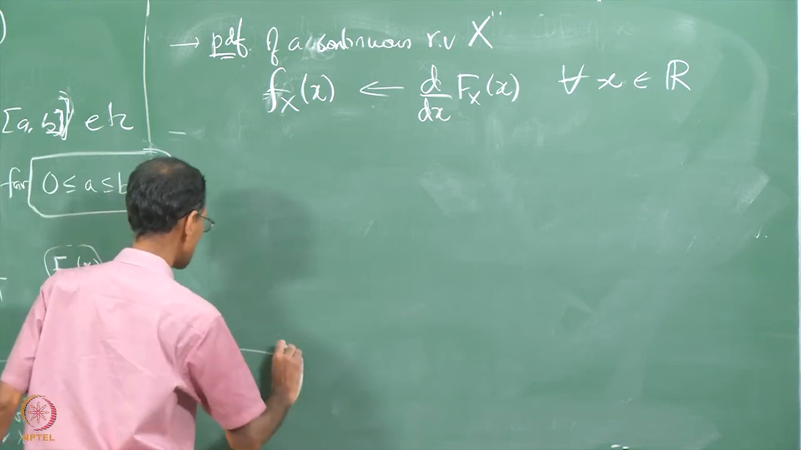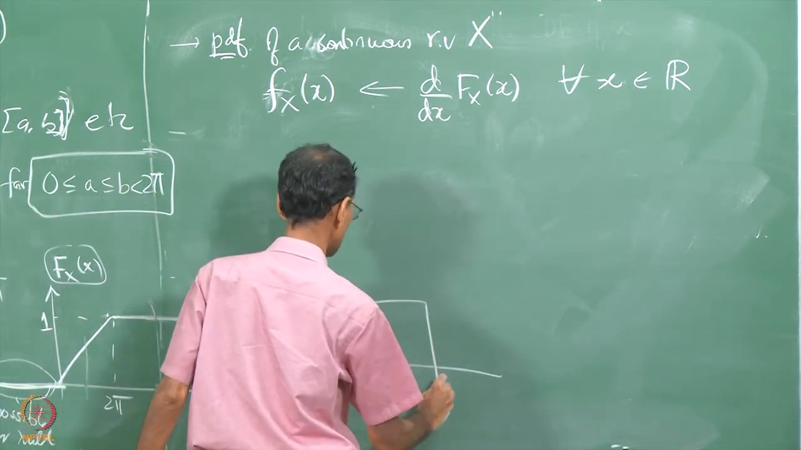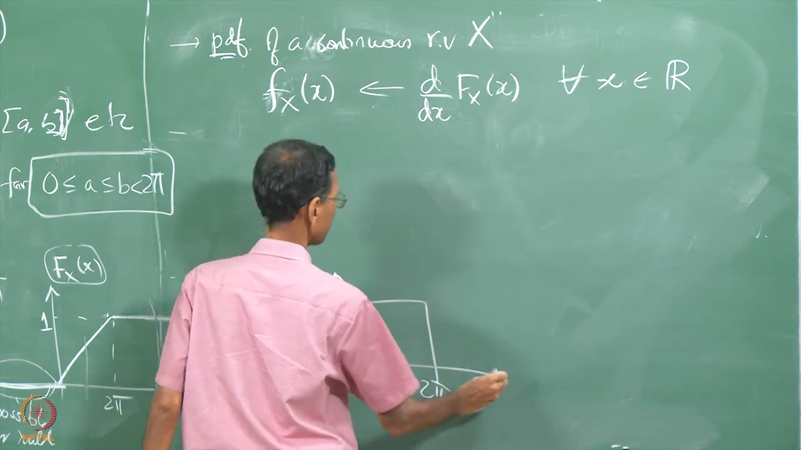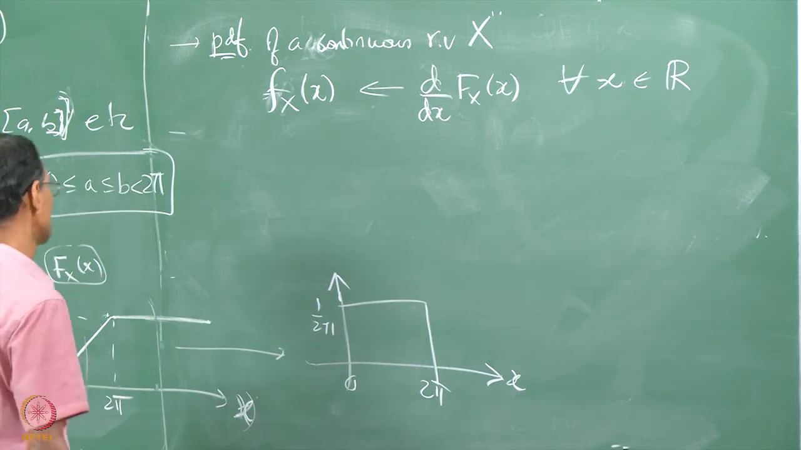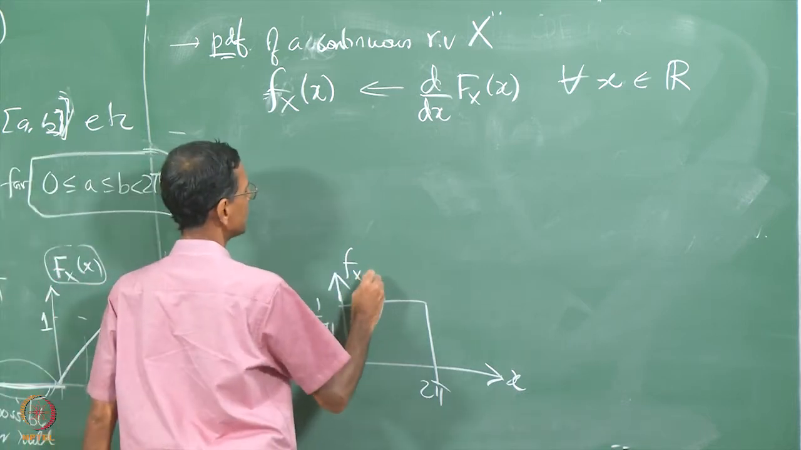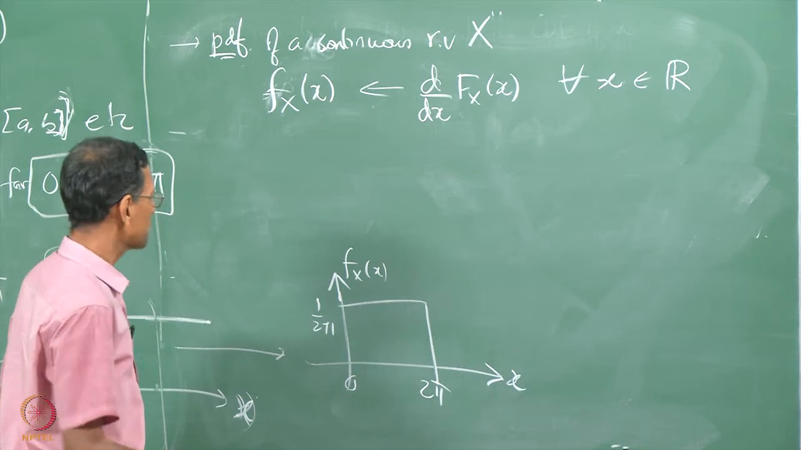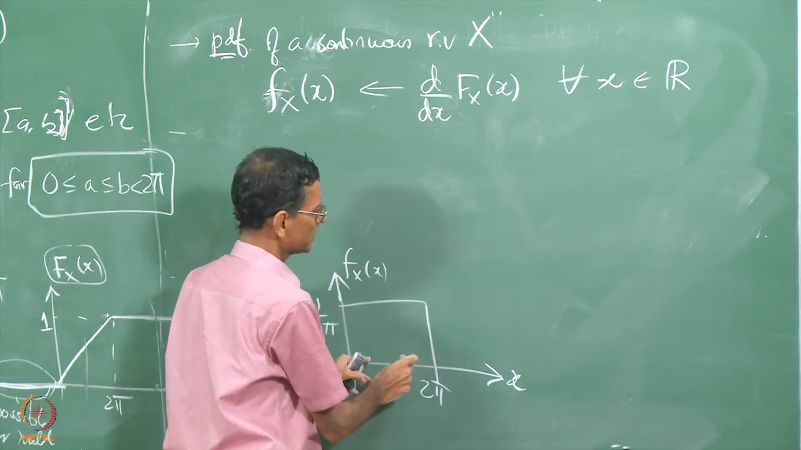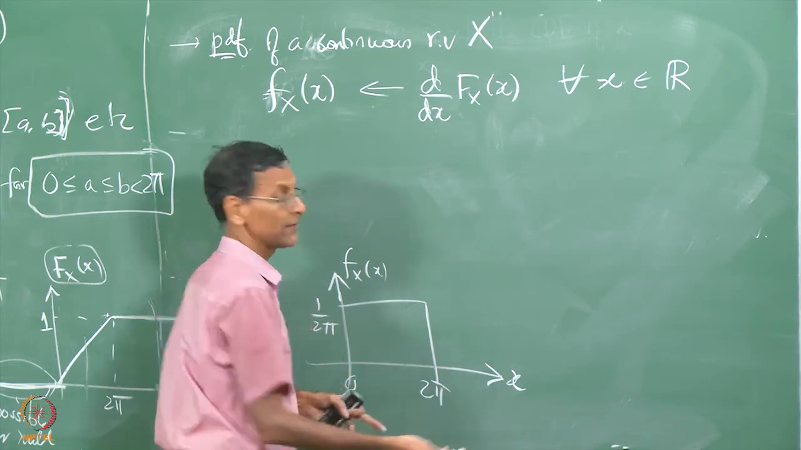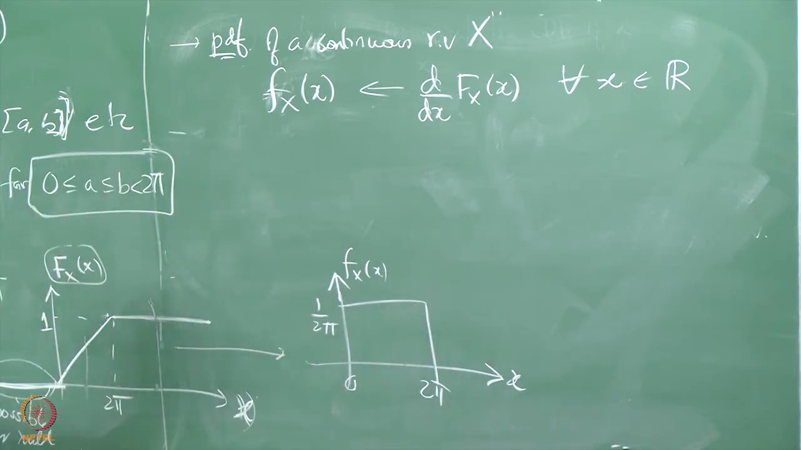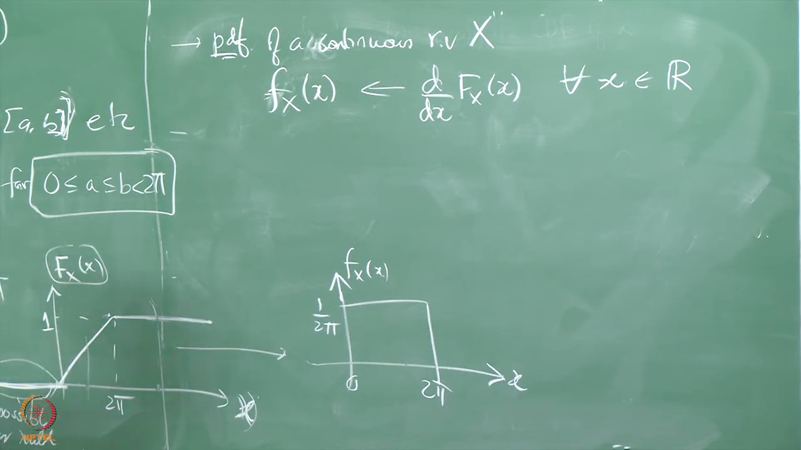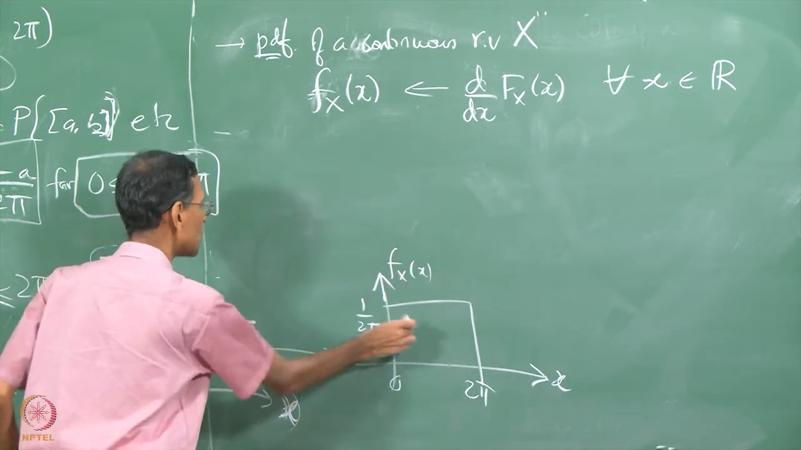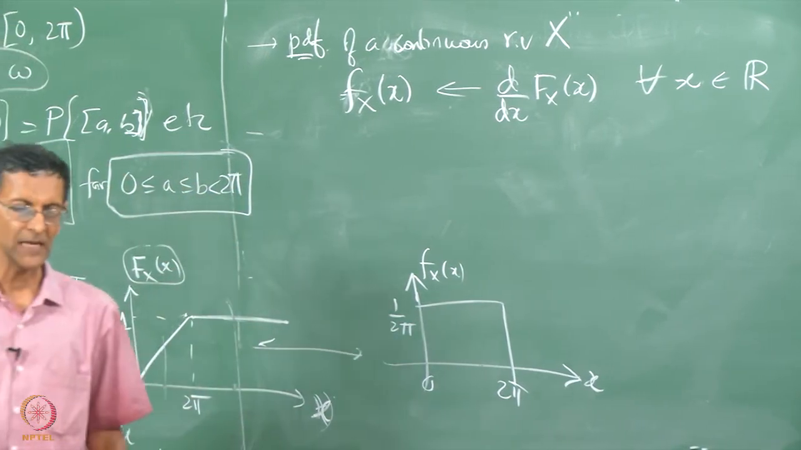So in other words, this is going to become the uniform PDF between 0 and 2 pi. This is going to be the density function, and to obtain probabilities of intervals as we did earlier, we have to integrate this PDF over a to b or whatever.